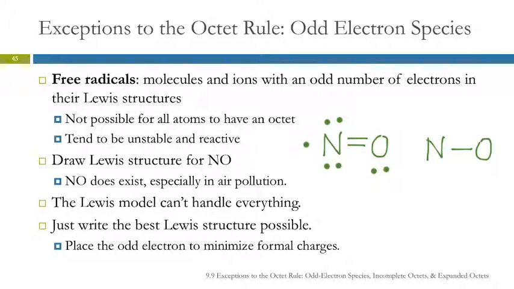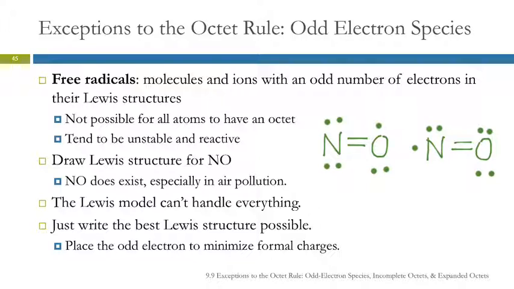Nitrogen has too many electrons, so maybe let's take this guy and put him over here. So now the nitrogen has an octet, 2, 4, 6, 8. The oxygen has 2, 4, 6, 7. Well, close, but no cigar. We could draw that another way. We still need the double bond. What if we gave oxygen the octet and had the lone electron on nitrogen?